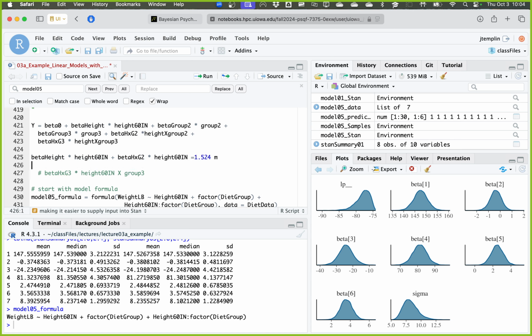And if we do some algebra and regroup, height 60 inches is the common term to each. If I just pull that together, we get beta height plus beta hxg2. So the slope for people in group 2 is found by beta height plus beta height group 2, those two coefficients. Cool, right?